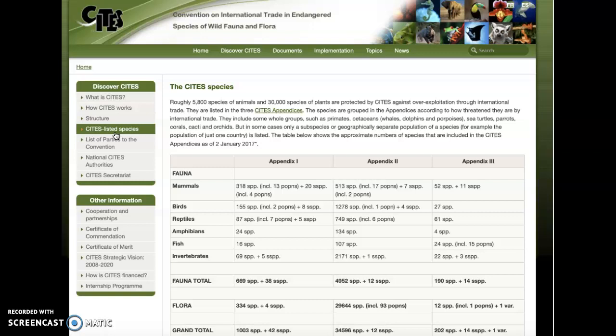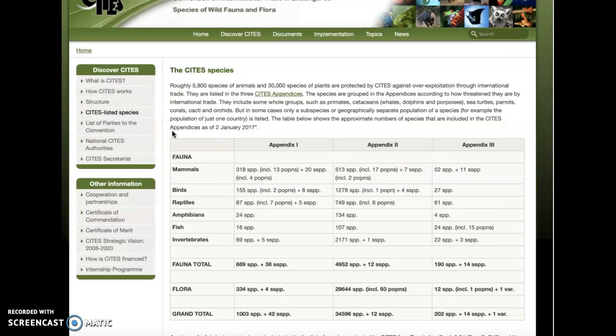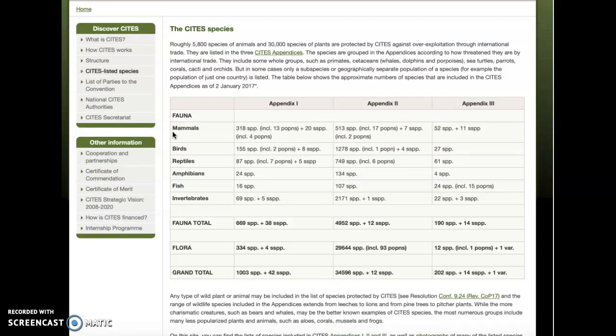We want to be careful with these things. So CITES will look at species, they will list them, and they give them appendixes, appendix 1, 2, 3, and that gives them different statuses and different, if you want to call it, rankings.